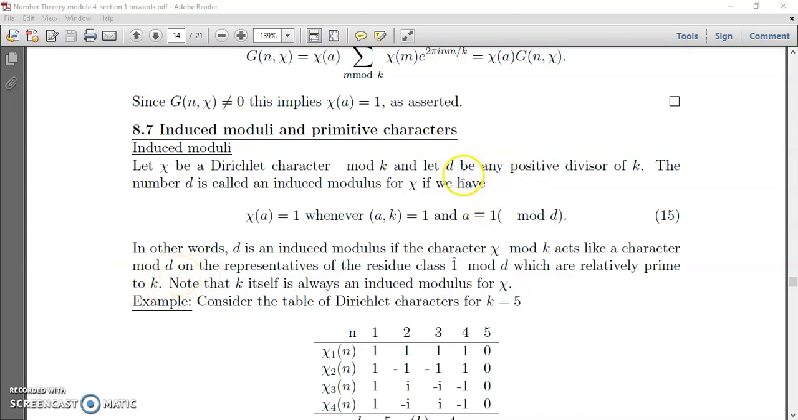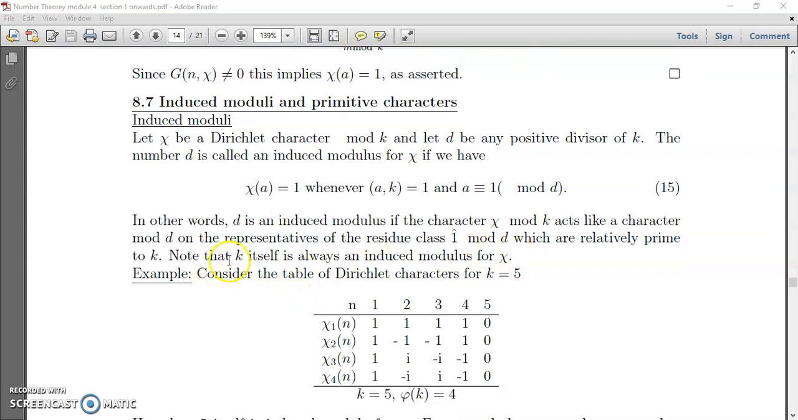That is, it acts like a character mod d on the representatives of the residue class 1 mod d which are relatively prime to k. Note that k itself is always an induced modulus for chi. Let us see an example, as you have already studied Dirichlet characters.